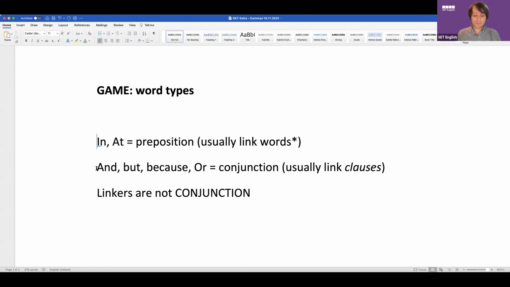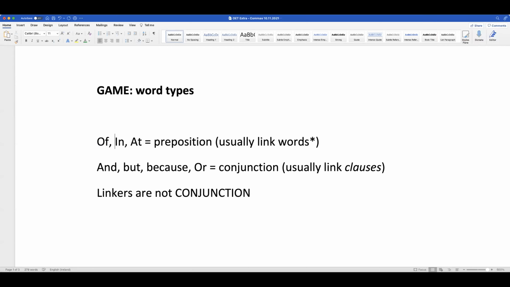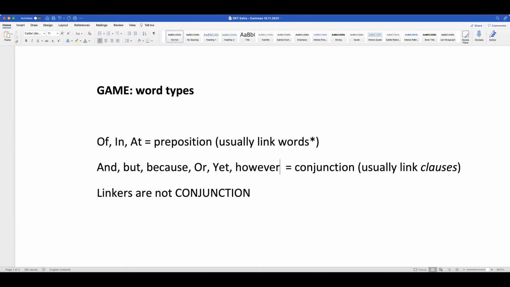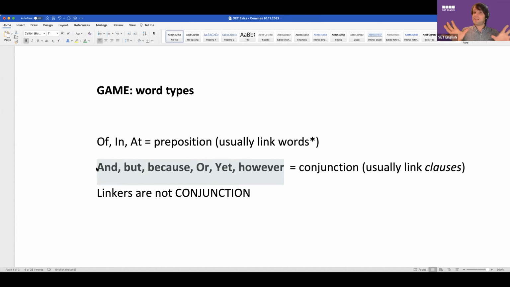What about of? Of, preposition. Okay. And, but, because, or, yet, as, what else? As well as, yeah, that can be a conjunction as well. However is a conjunction. Good. Thus. More. So I hope that you can see that these words already join phrases together.